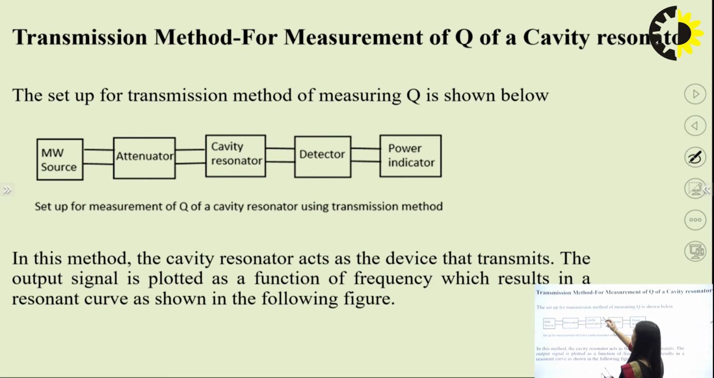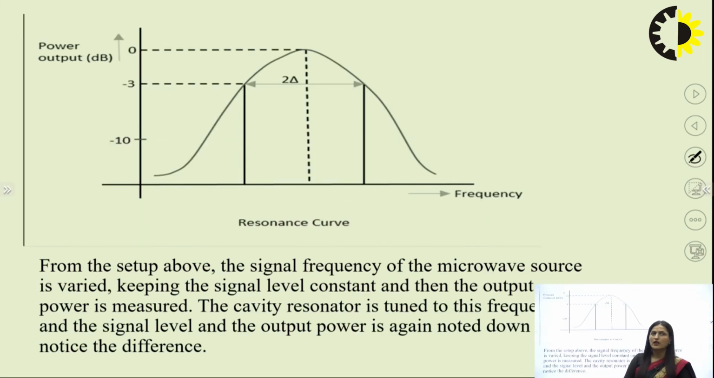The setup for transmission method of measuring, see here, this is microwave source, attenuator, here we are using a cavity resonator. After that we are using detector and power indicator. So in this method, the cavity resonator acts as a device that transmits, and the output signal is plotted as a function of frequency, which results in a resonant curve as shown. It means the output power with respect to frequency is plotted. So it comes out like this: 0 dB, minus 3 dB, and that minus 3 dB width is twice delta.